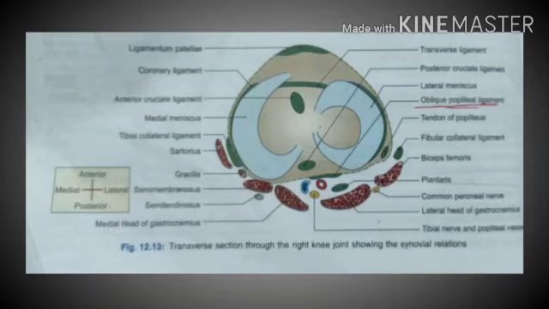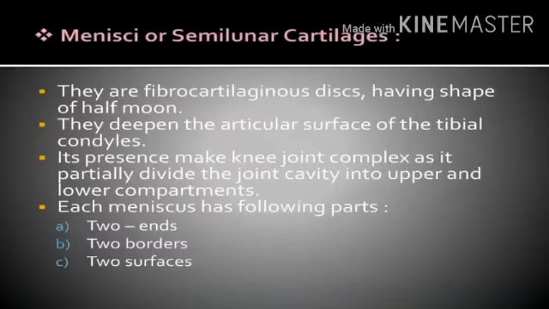Menisci or semilunar cartilages. Here you can see the picture of menisci, which are half moon shaped. Menisci are fibrocartilaginous discs. They deepen the articular surface of the tibial condyles. Their presence makes the knee joint complex as they partially divide the joint cavity into upper and lower compartments. That is also the reason behind its complexity. The joint cavity is divided into two compartments, and both compartments are responsible for different movements.